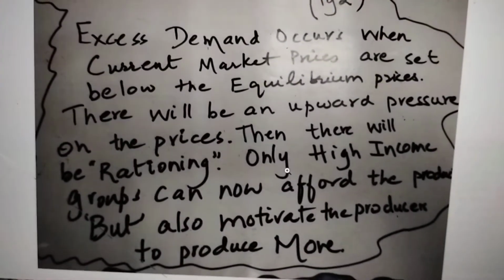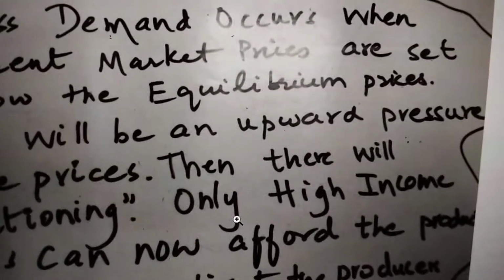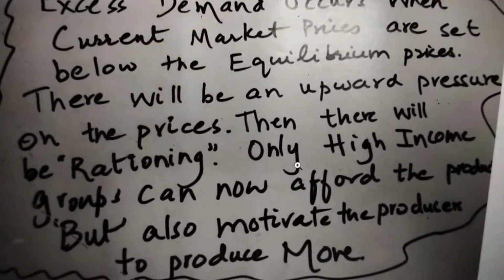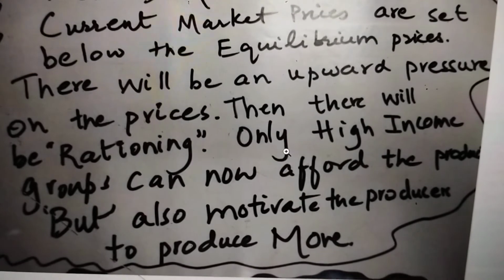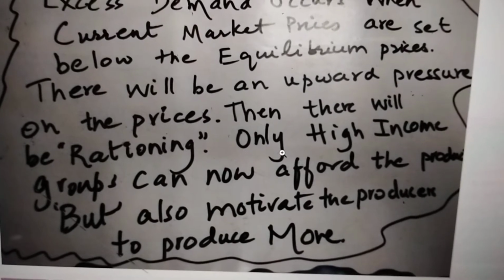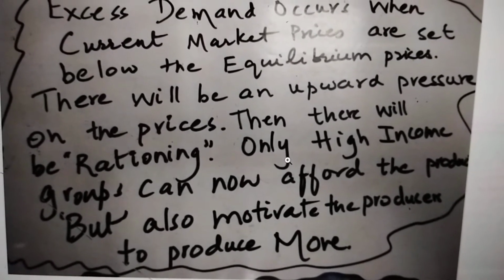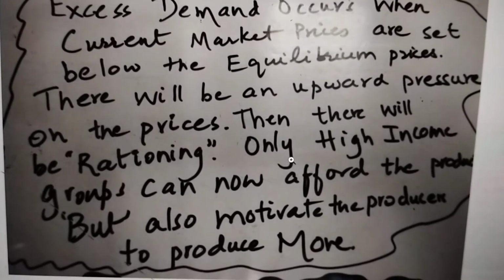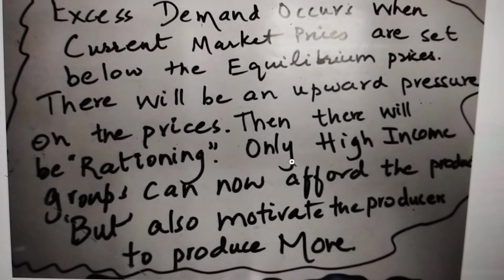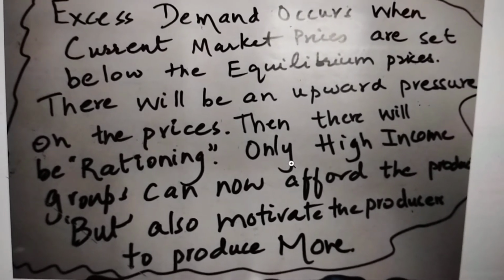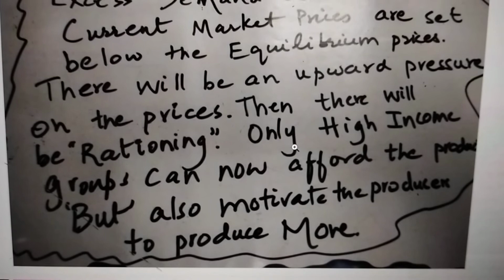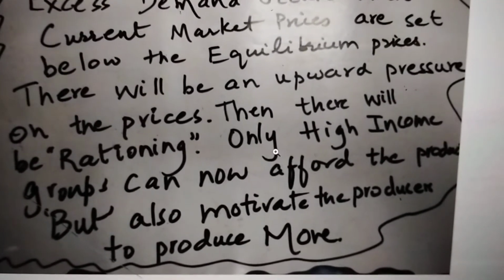Another thing which I have written over here is that excess demand occurs when the current market prices are set below the equilibrium prices. We have discussed that there will be an upward pressure on the prices because there is already an excess demand. When the demand is continuously increasing for a particular product, eventually the prices are going to go up, and that will set the market again into equilibrium.